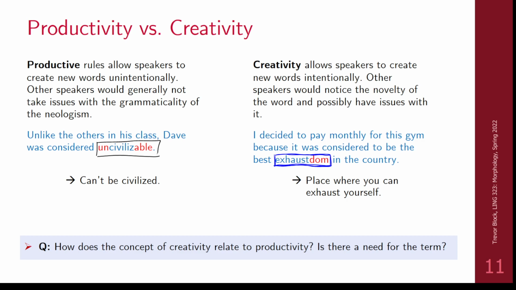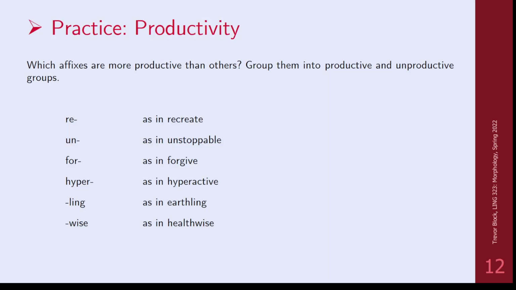So the reality is we don't really need a distinction here, because if something is creative, if it's intentional and it's poorly received, then it'll have a low productivity rating. While if people are really into it and people use it all the time to make new words, it'll have a high productivity rating. So we can keep this term creativity in our heads, but we don't really need to make a distinction between these two things in terms of practicality.